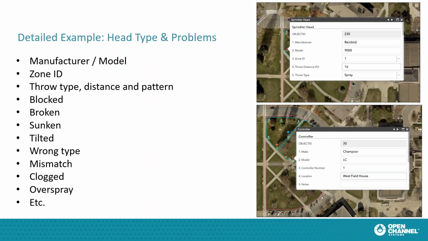Also, as irrigation or landscape items are fixed, facilities managers or utility admin can update the system to reflect these changes. So the result of this is an up-to-date irrigation system inventory for subsequent landscape professionals.